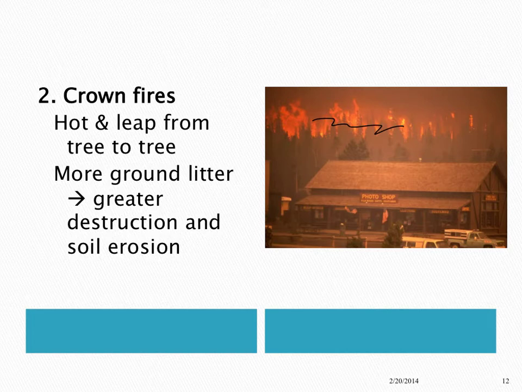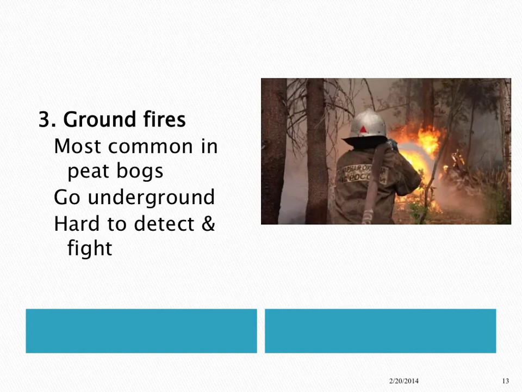We oftentimes still get ground litter in these areas, which can resurface and restart up later. This tends to cause much greater destruction and much greater soil erosion in the long run because it basically wipes out the entire tree. So a ground fire is actually very unique, and it oftentimes occurs in peat bogs. Peat bogs are decaying matter. They're kind of swampy type areas.